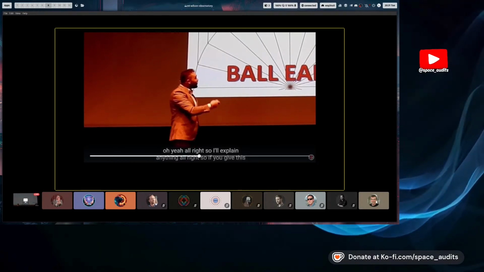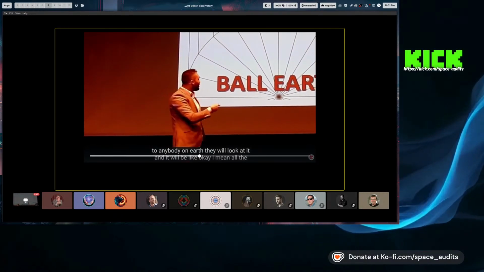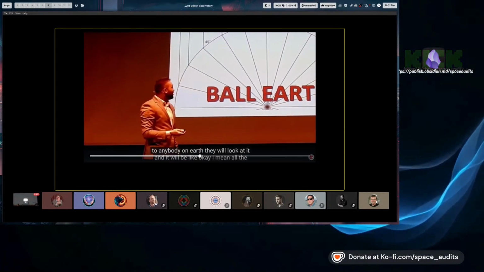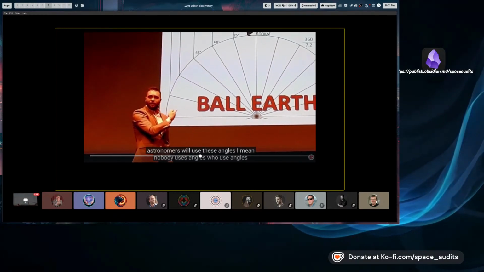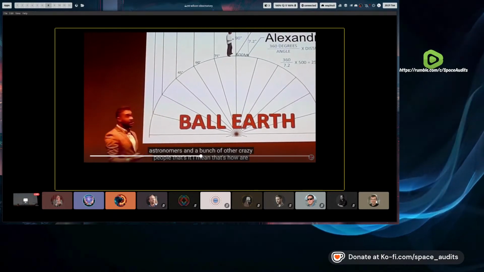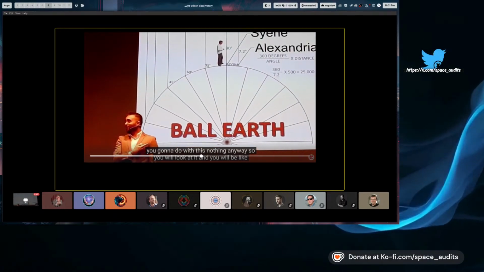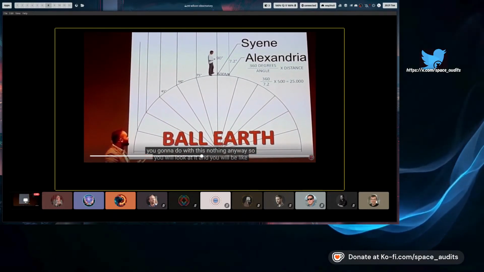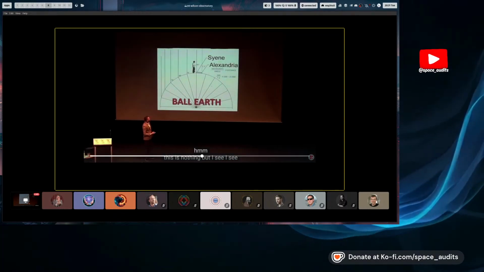All right, so if you give this to anybody on Earth, they will look at it and be like, okay, only astronomers will use these angles. I mean, nobody uses angles. Who uses angles? Astronomers and a bunch of other crazy people. That's it. What are you going to do with this? Nothing. I'm just kidding.